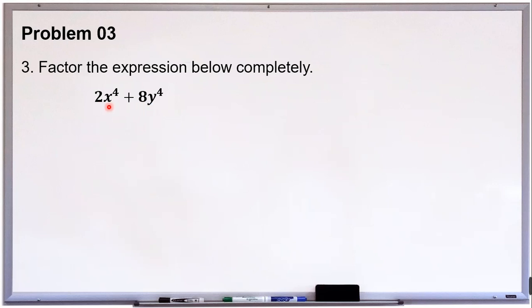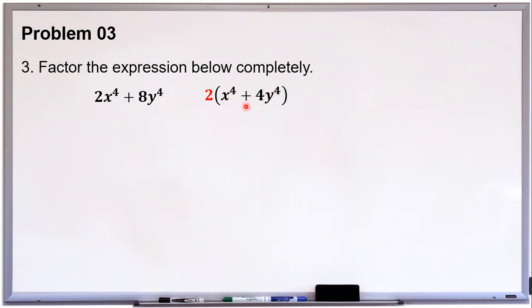For the variables, we don't have a common factor among these two terms. But for the coefficients, we have 2 and 8. There is a common factor that exists between them. For 2 and 8, the common factor is 2. So we're going to extract that one from the given expression. You have 2 multiplied by x to the fourth plus what's left on the second term, which is 4y to the fourth. Now let's focus our solution on the expression inside this parenthesis, that is x to the fourth plus 4y to the fourth.